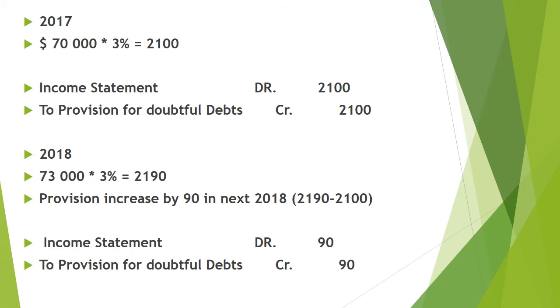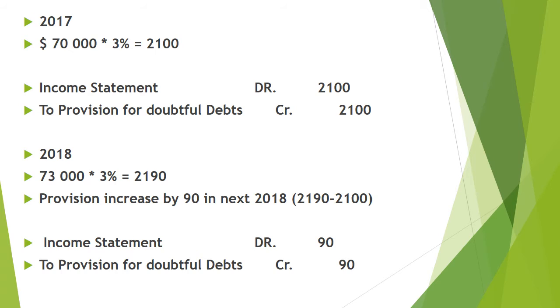We will transfer the provision for doubtful debts to the income statement, 2,100, closing it as an expense. And in 2018, 73,000 multiplied by 3%, that will be 2,190. The provision increased by $90 in the next year, 2018.